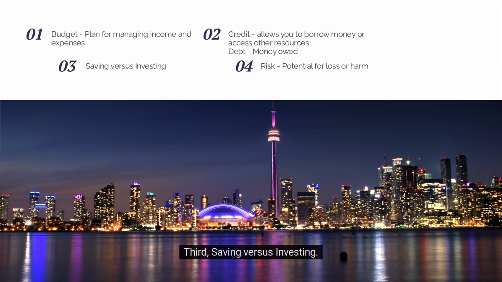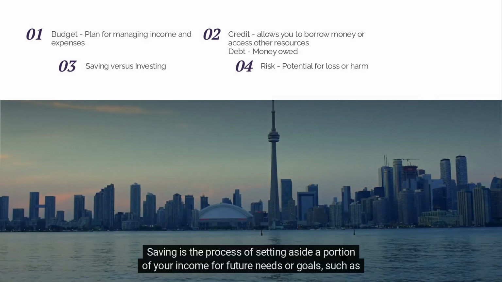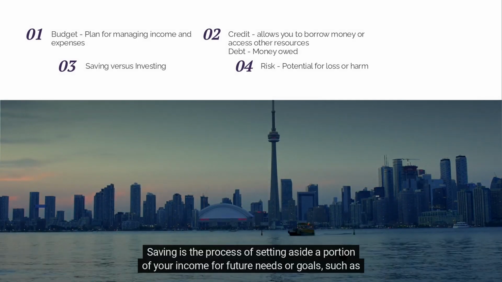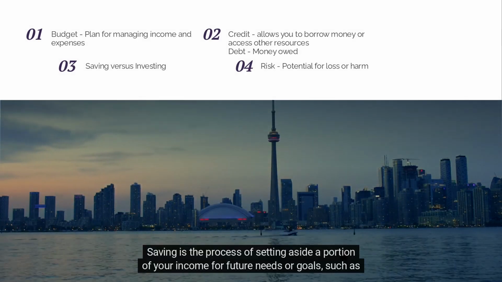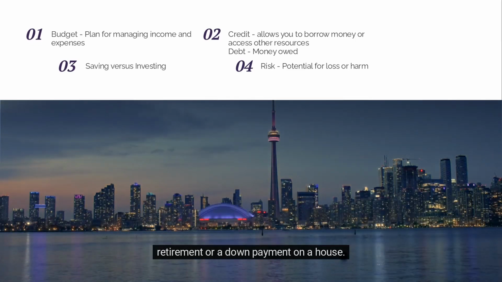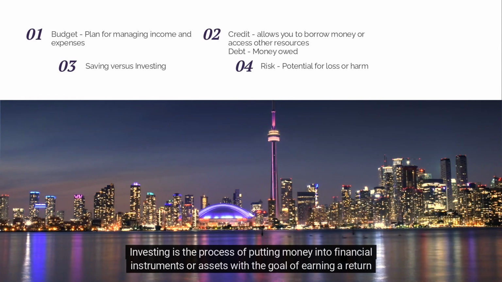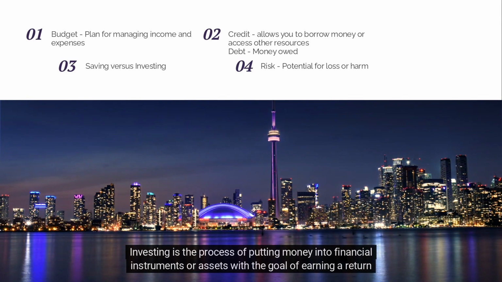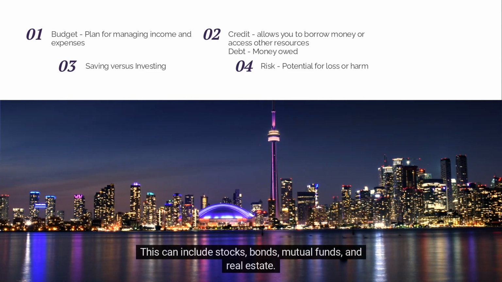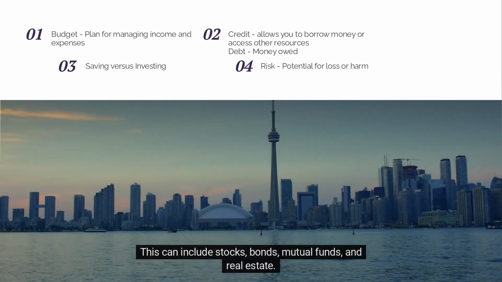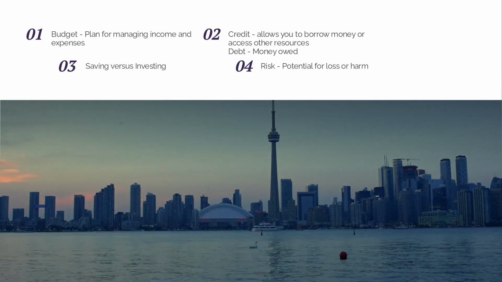Third, saving versus investing. Saving is the process of setting aside a portion of your income for future needs or goals, such as retirement or a down payment on a house. Investing is the process of putting money into financial instruments or assets with the goal of earning a return on your investment. This can include stocks, bonds, mutual funds, and real estate.